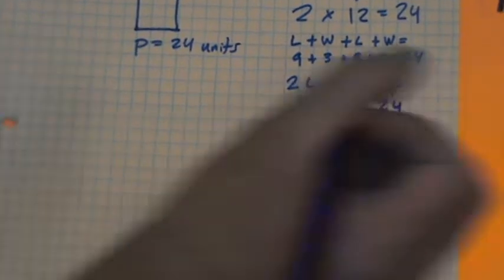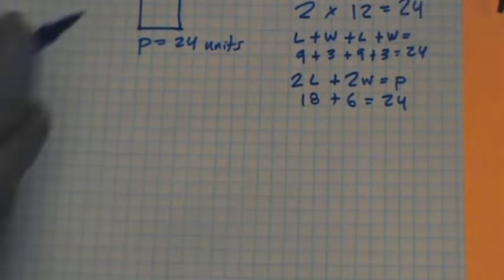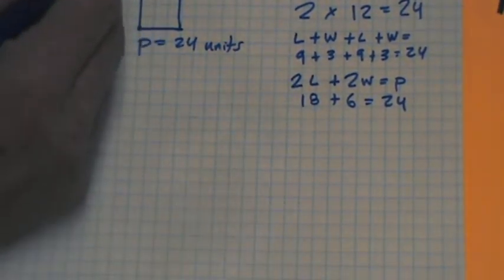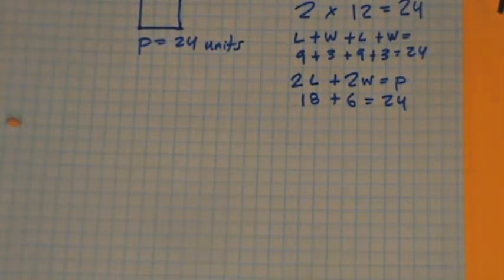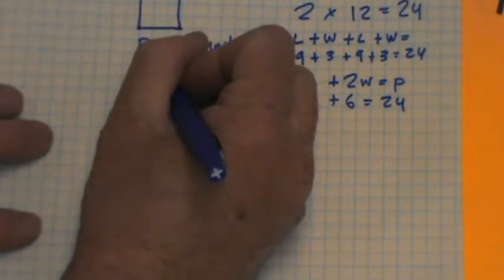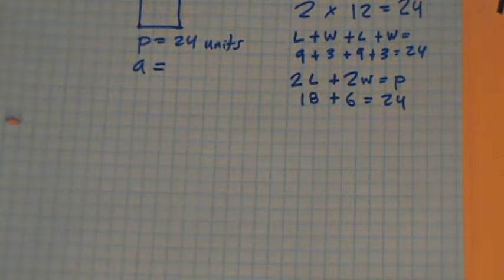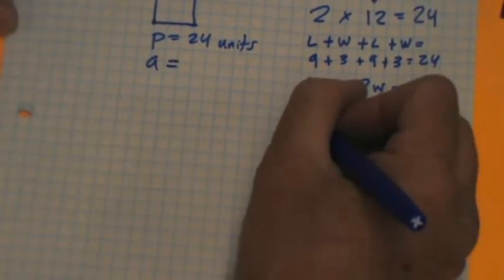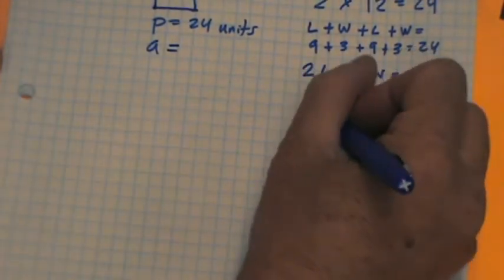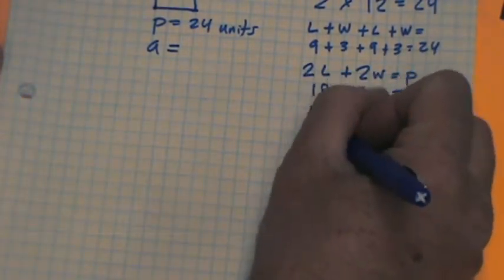Got that? So that's the perimeter. If we count these units on the outside, it would equal 24. But now let's determine the area, okay? Let's go with area. What will that equal? All we have to do to find area is what? We do length times width. You can also do width times length.